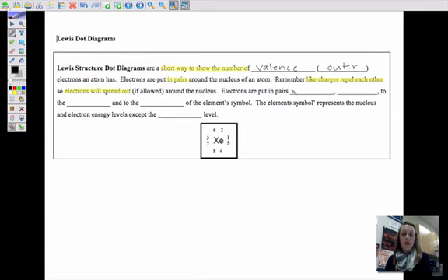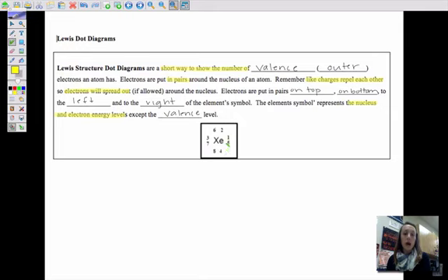Electrons are put in pairs on top of, on the bottom, to the left, and to the right of an element symbol. And the element symbol represents the nucleus and the electron energy levels except for the valence level. So if you look down here at this example, we have xenon, which is a noble gas, so we know it has 8 valence electrons.